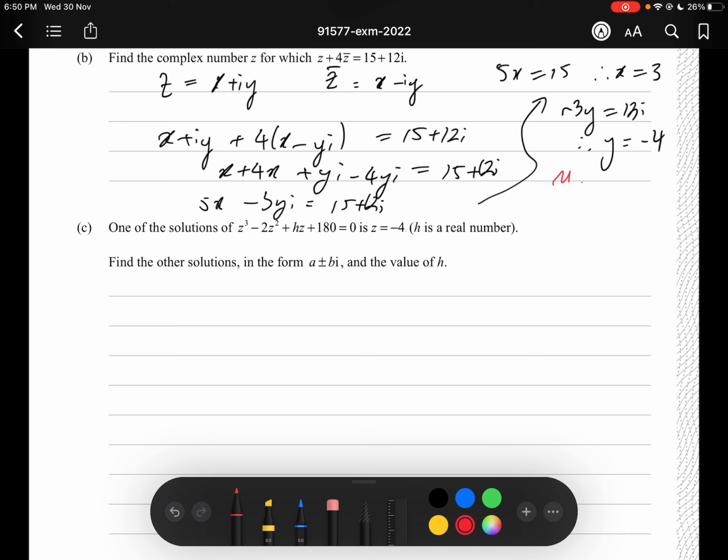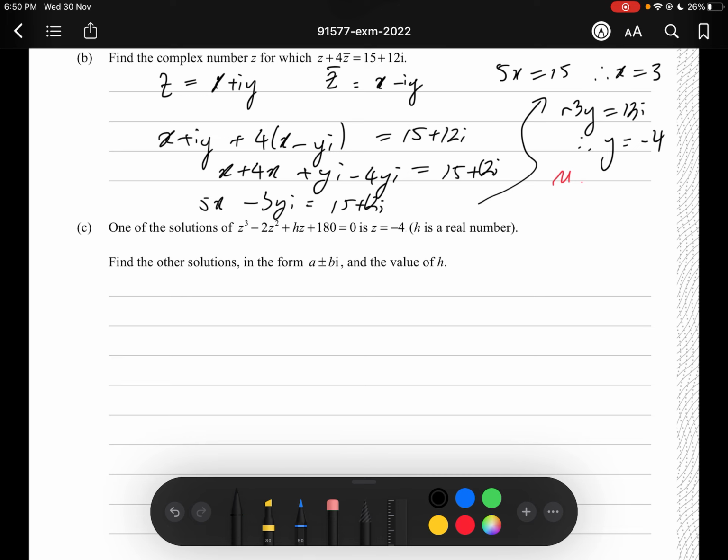Question C. One of the solutions of z to the power 3 minus 2z squared plus hz plus 180 equals 0 is z equals negative 4. Find the other solutions in the form a plus bi and the value of h. So for this question, we know that z equals -4 is a solution. And by the definition of a solution, if we plug -4 back into our polynomial, we should get the result of 0. Because z equals -4 makes the equation true, so the left-hand side equals 0.